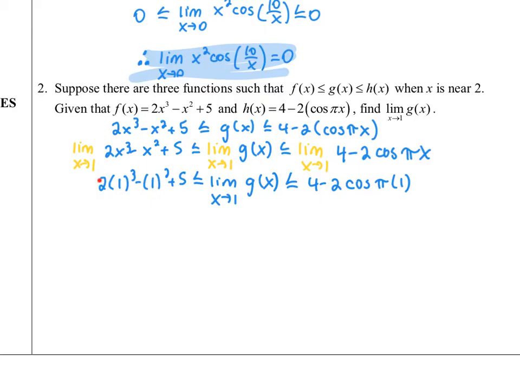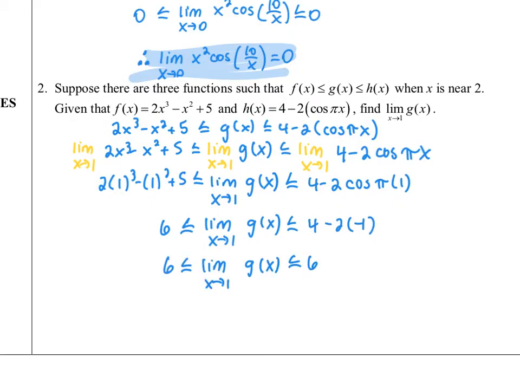And now I'm just going to calculate these numbers right here. So I've got 2 minus 1 plus 5, which gives me a value of 6. And calculating on this side, this is cosine pi, which is -1. So this is going to say 4 minus 2 times -1, which is going to give me a 6 on the right side as well.